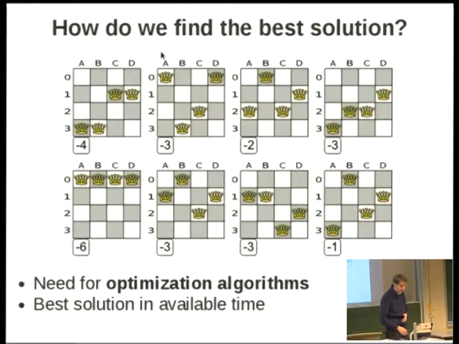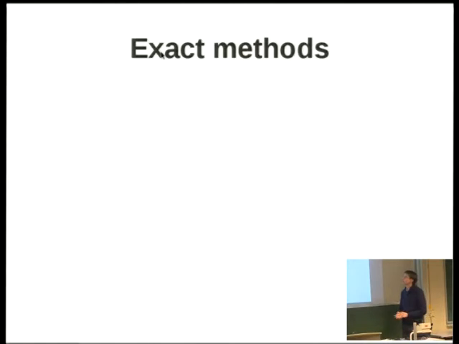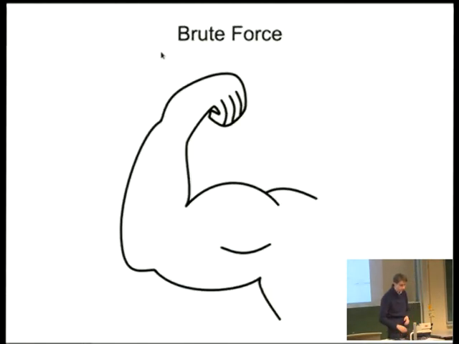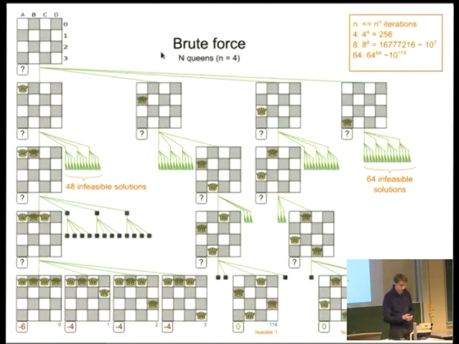So we need optimization algorithms and we need the best solution available at the time. So one way you can do this is with exact methods, right? So brute force, basically try every single combination. So here's an idea what will happen in that case. We start off with an empty chessboard on the top, as you can see. So every queen is bound to its column. We will not try putting two queens on the same column. So for example, on the top row, there we're putting queen A, which is the first column. On the first row, then on the second row, then on the third row, and then on the fourth row. So that's the first thing we try.